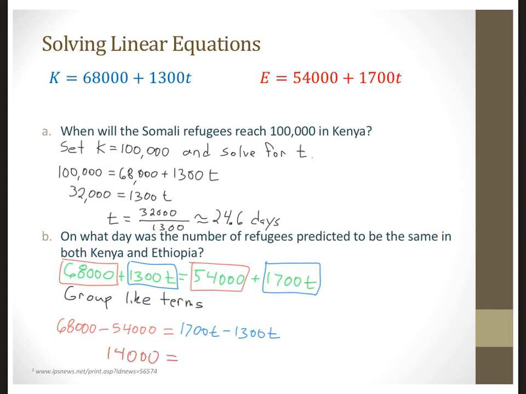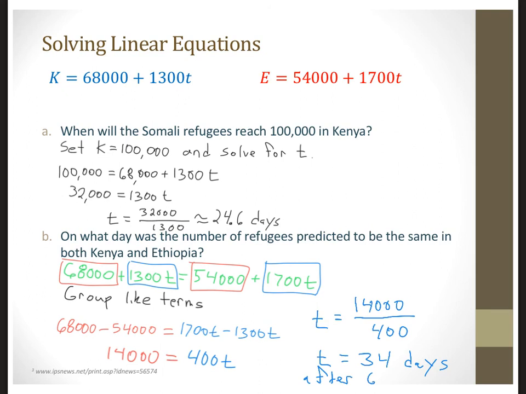Now doing the arithmetic, on the left side we have 14,000 is equal to, on the right side, 400T. Solving for T, we take the 14,000 and divide it by 400. Altogether, that gives us a T value of 34 days. This tells us that the number of refugees is predicted to be the same in Kenya and Ethiopia about 34 days after June 30th in 2011.